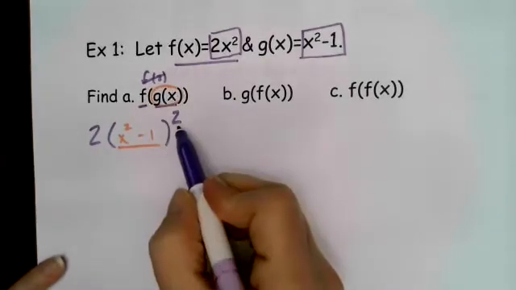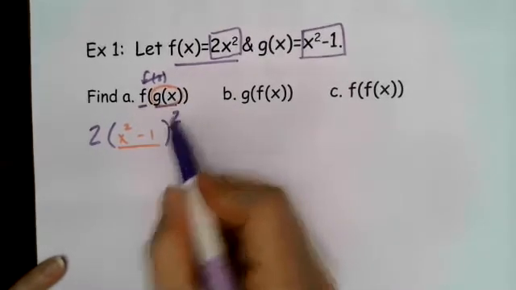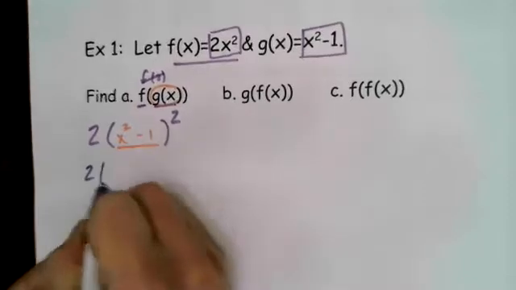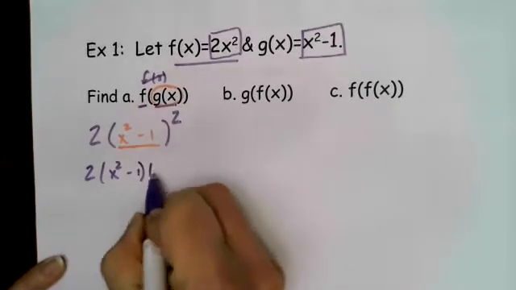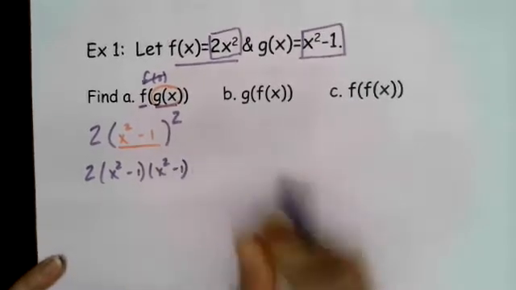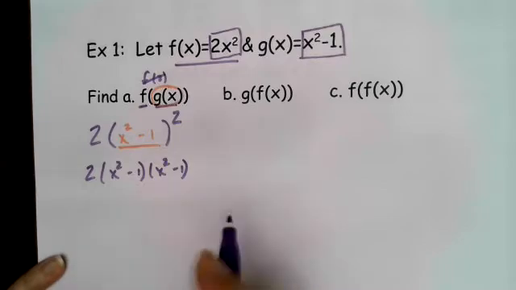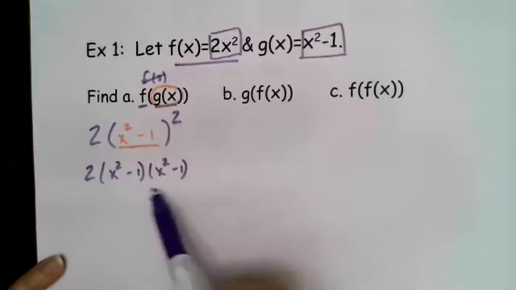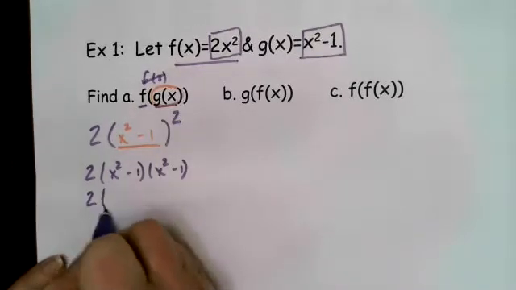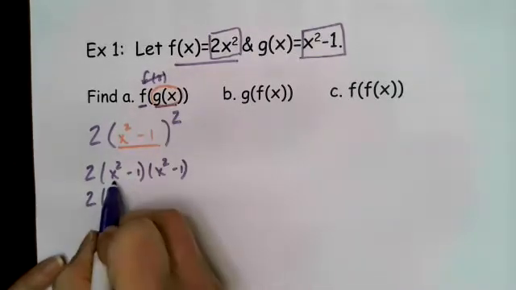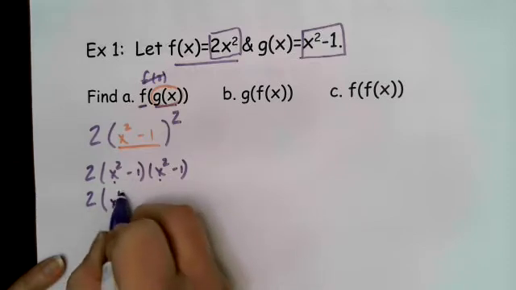So I need to deal with my order of operations. I need to square this, which I can think of as x squared minus 1 times x squared minus 1. Good thing we just spent some time on multiplying. I can't just distribute the exponent because it's a subtraction. So I'm going to leave my 2 and multiply here. x squared times x squared would be x to the 4th.